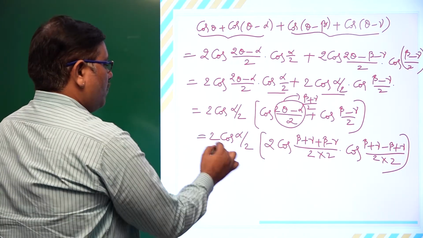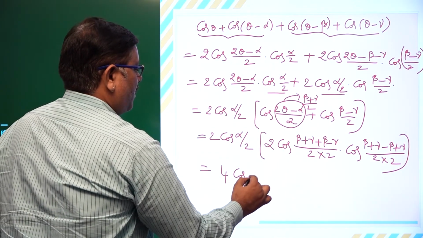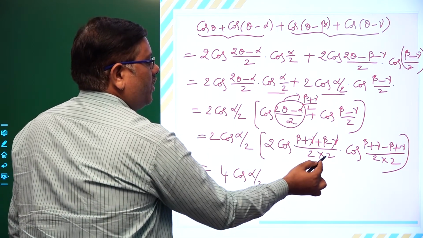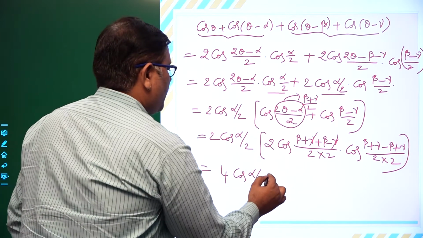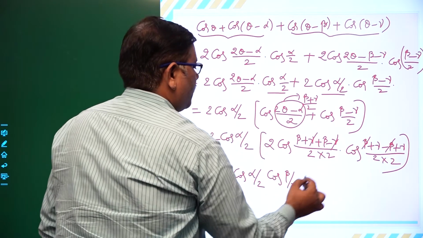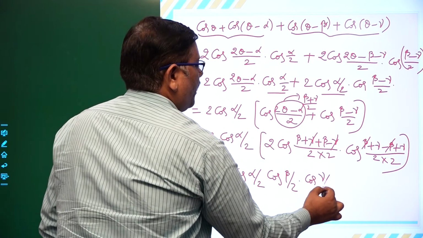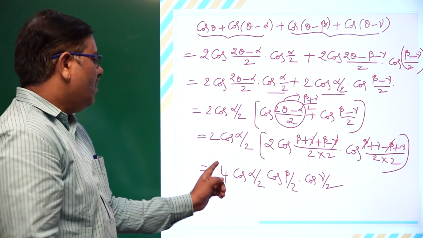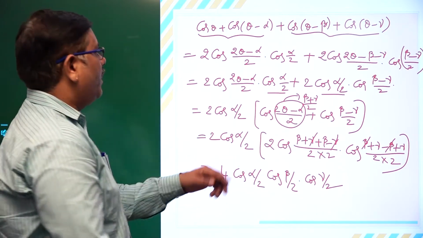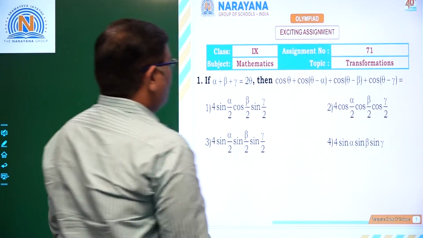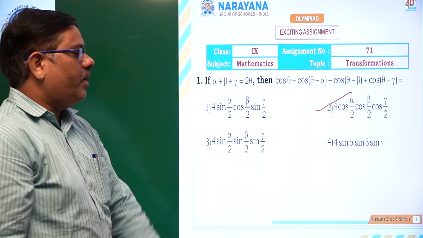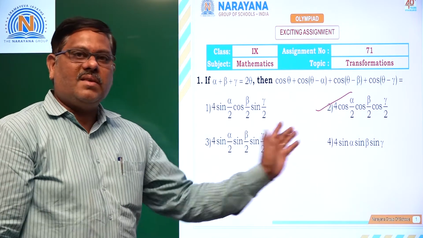So that is equal to 2 twos are 4. This is 4 cos(alpha by 2). Here gamma cancels, 2 beta by 2 into 2, so that is beta by 2. So it is cos(beta by 2) into, here also beta cancels, it is nothing but cos(gamma by 2). So what is the resultant answer now? 4 cos(alpha by 2) cos(beta by 2) cos(gamma by 2). If you look at the options, the second option has 4 cos(alpha by 2) cos(beta by 2) cos(gamma by 2). That is the right answer for us.